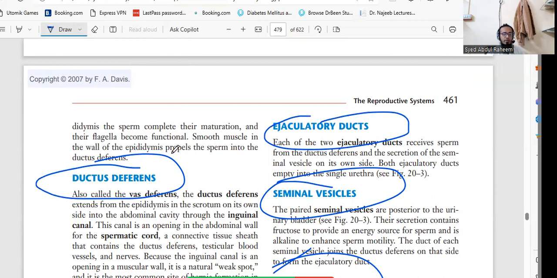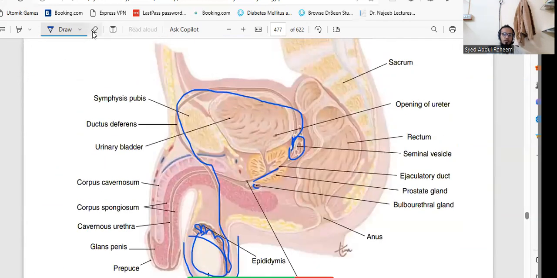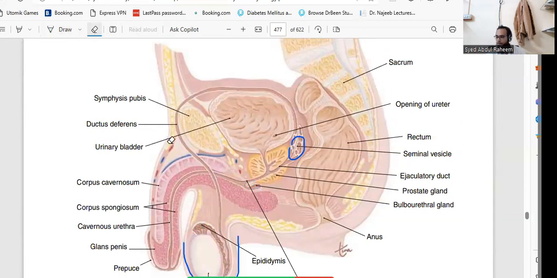Smooth muscle in the wall of the epididymis propels the sperm into the ductus deferens. So here in the epididymis, we have smooth muscle that will contract and release the sperm forward to the duct deferens. So this is the duct deferens. You can see all this is the duct deferens.